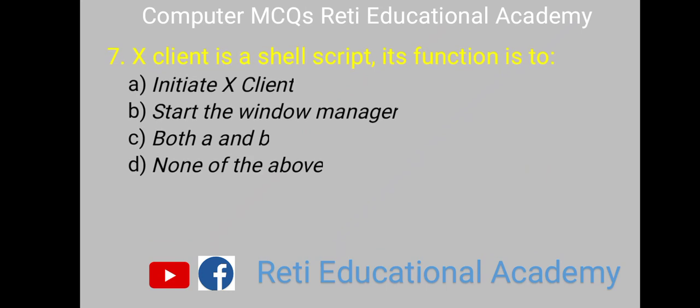MCQs number seven. X client is shell script. Its function is to A, initiate X client. B, start the window manager. C, both A and B. D, none of the above. And the right answer is C, both A and B.